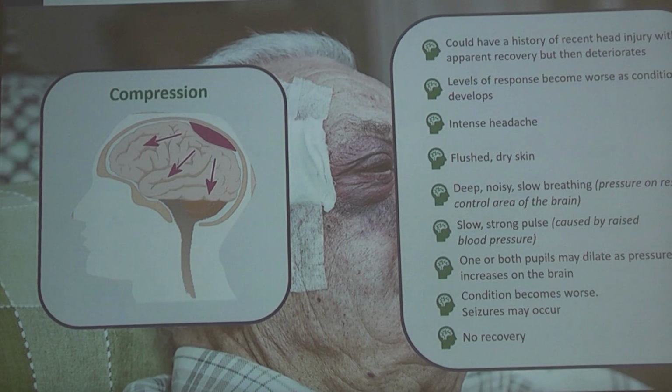So if one side of the brain is being squashed more than the other, the pupils will react differently. If it's pressing both sides of the brain equally, then both of them will be affected. But it typically will affect one side more than the other, because usually an injury is on the side of the head, not right in the centre, so the bleeding will be pressing the brain from that side towards the other side. Okay?